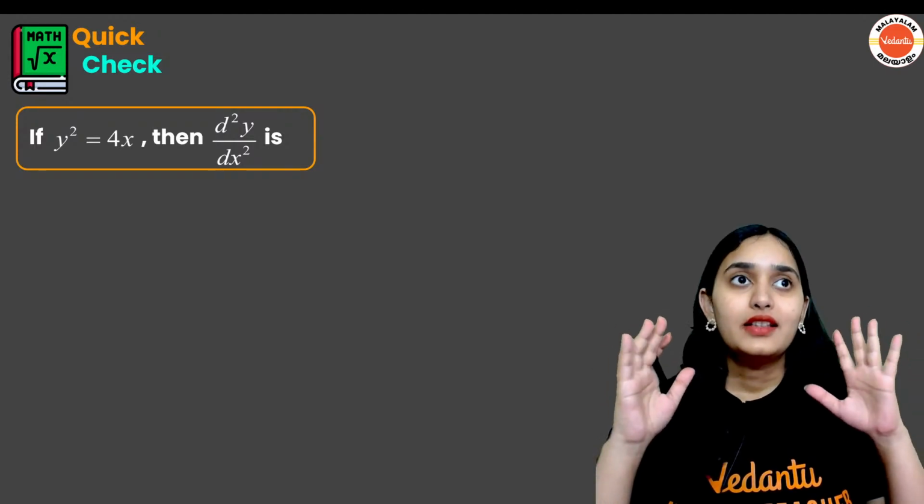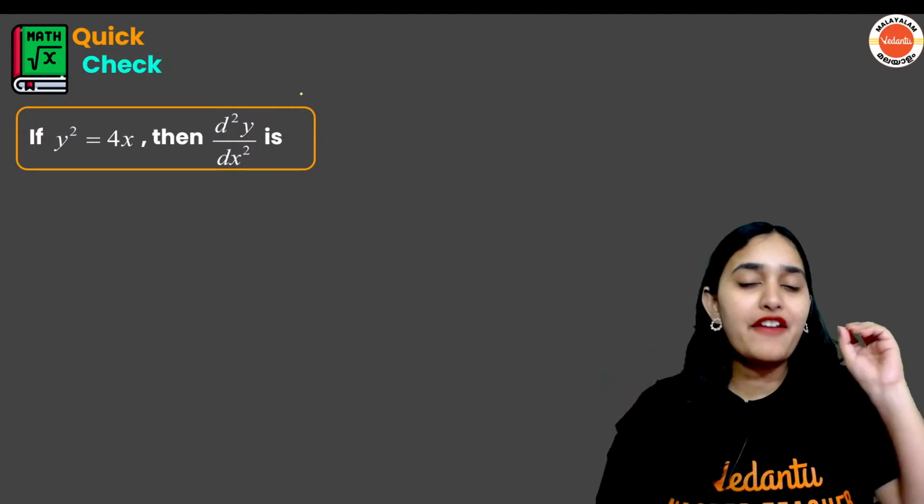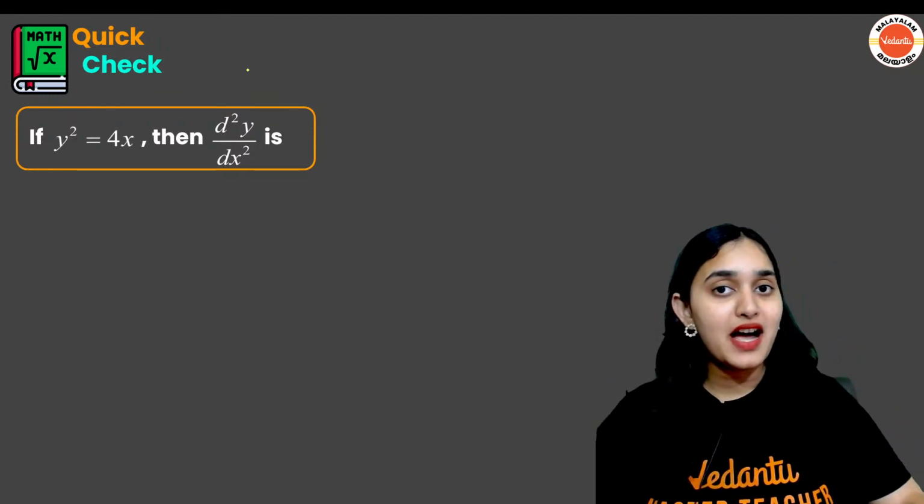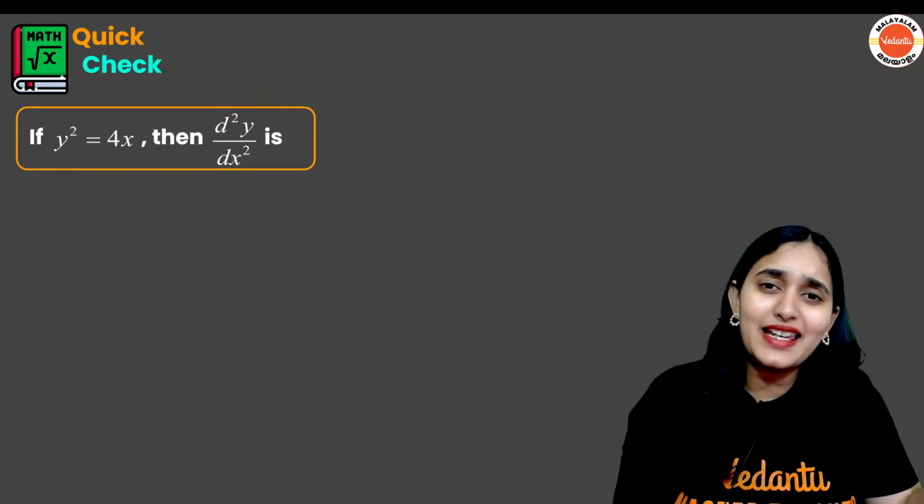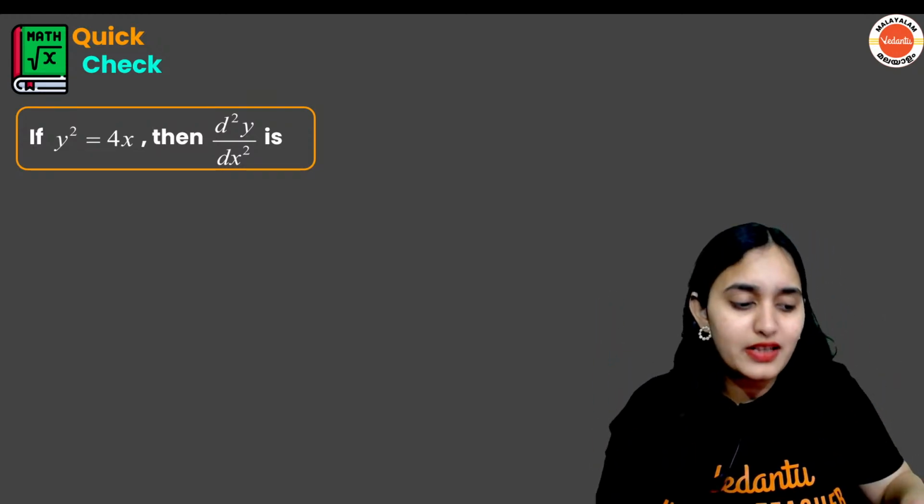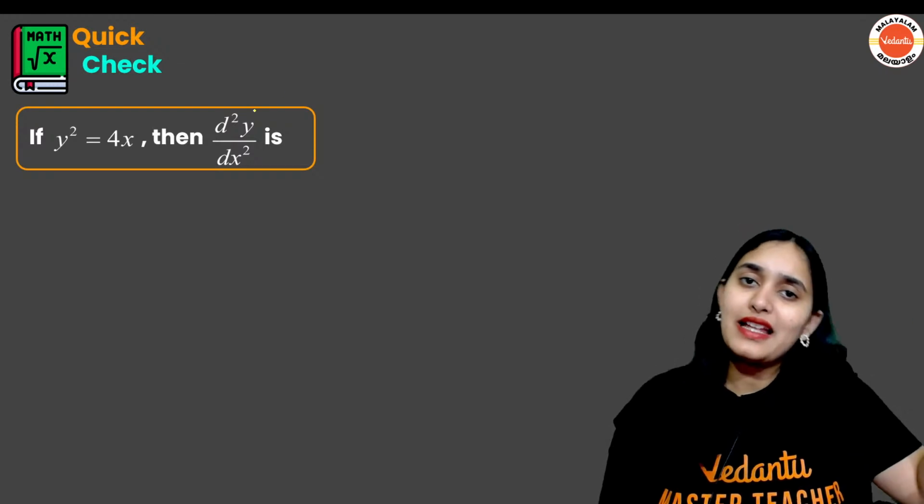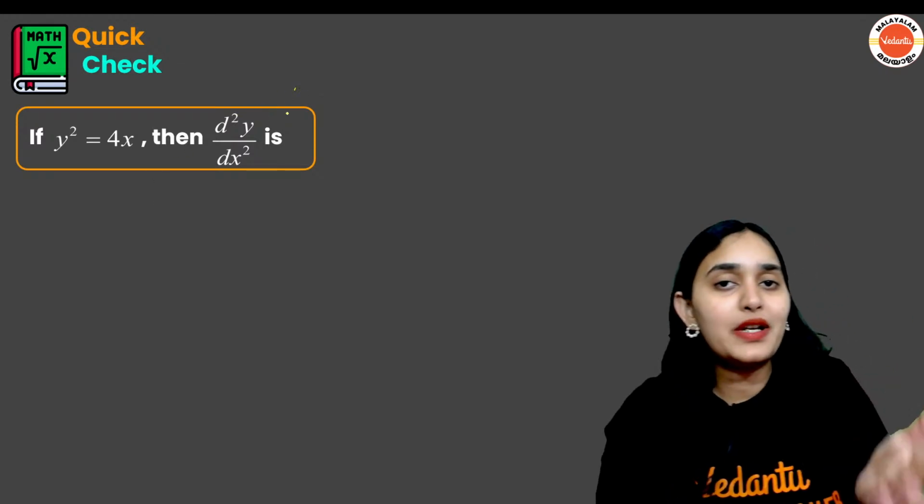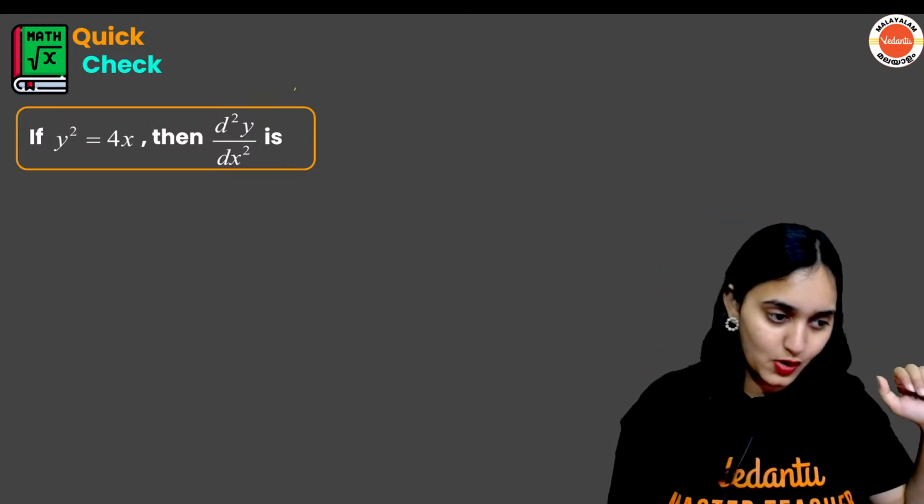Now, this topic definitely comes in your board exam for 4 marks and 5 marks, but the questions are very easy because you just have to differentiate it again. No other concept, no extra logic. Just keep on differentiating, that's it. Okay. Now, here is a very, very easy example to start with. Of course, we will do advanced problems also.